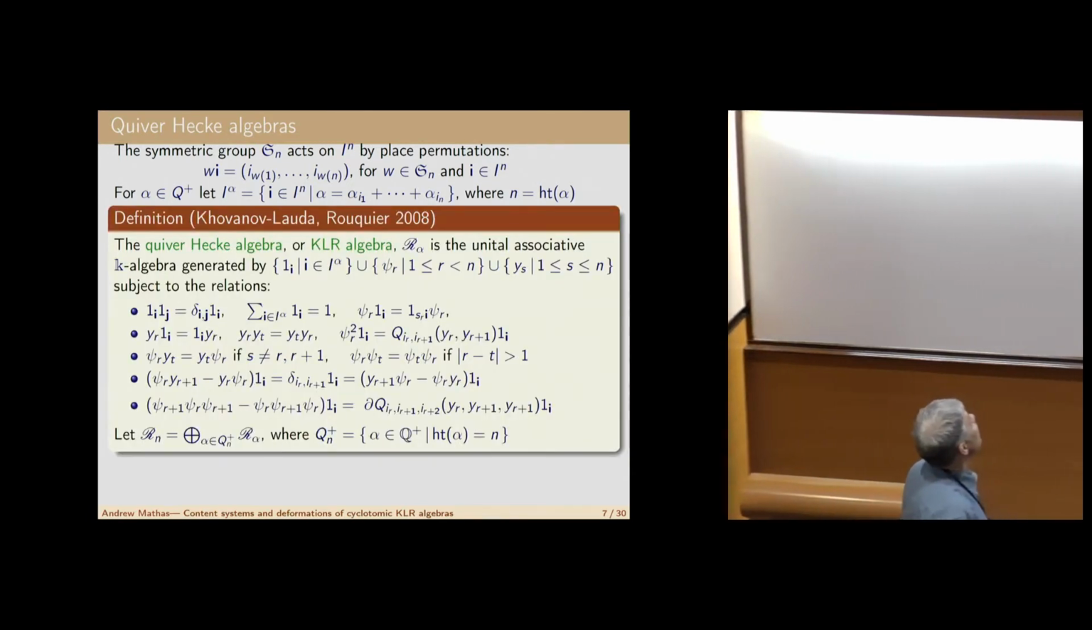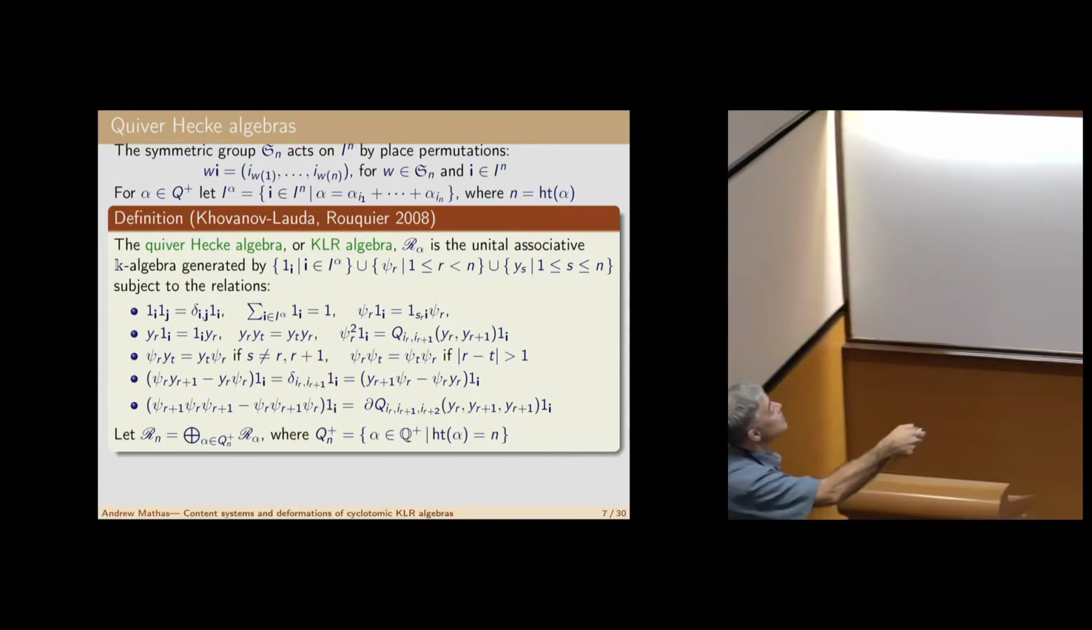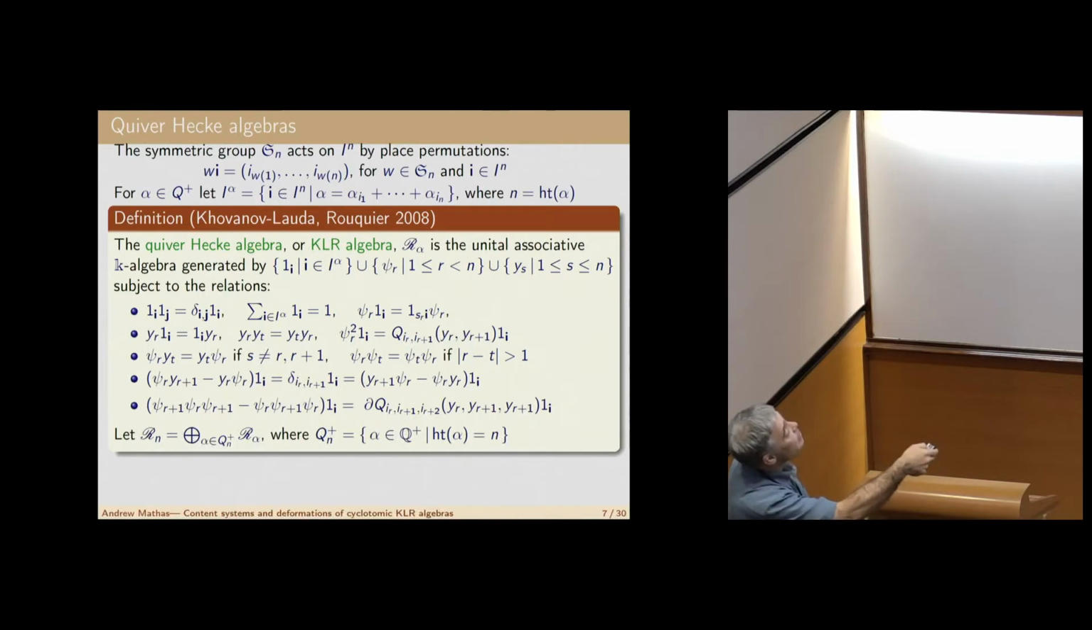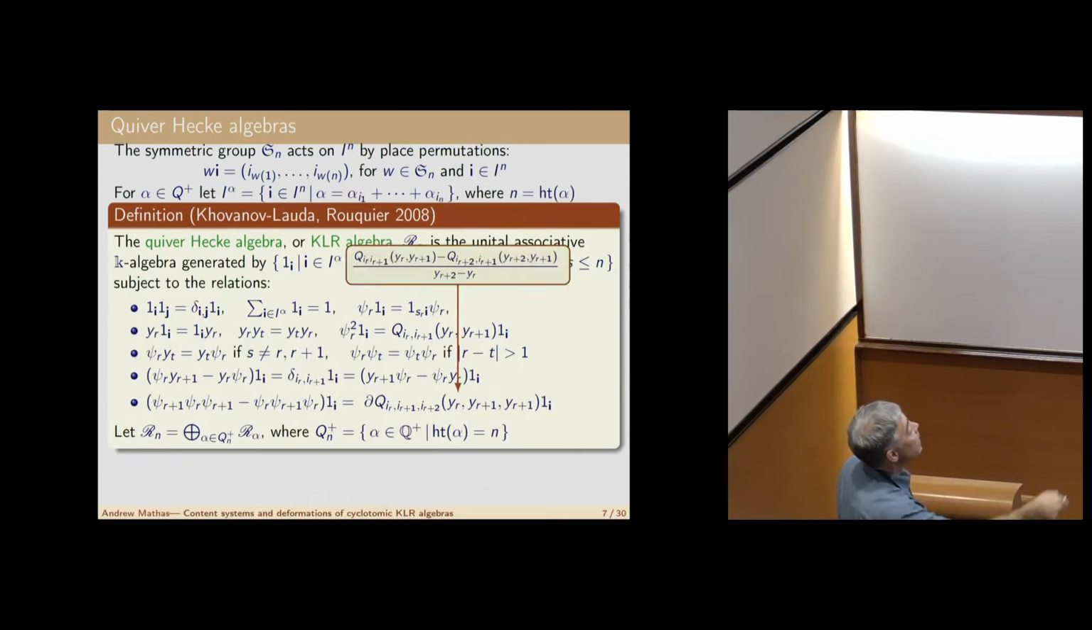And then the KLR algebra, or quiver Hecke algebra, is the algebra generated by these idempotents, these psi's, and these y's, subject to these listed relations. And my q's appear in two places. They occur here, and they occur here. And I haven't defined that, but in fact, this thing here, this partial q nonsense, is just this difference. Okay, so that's what the relations are.